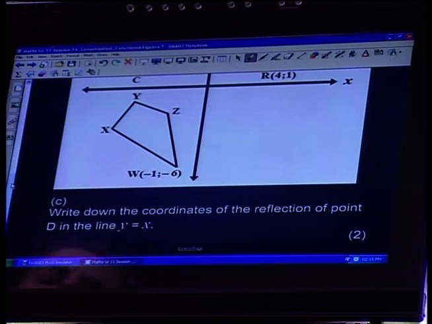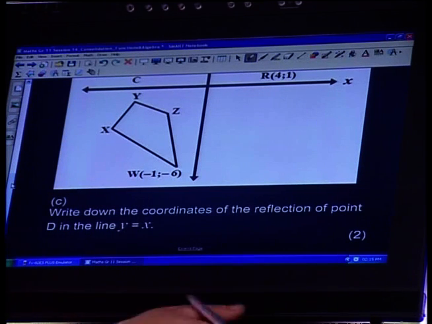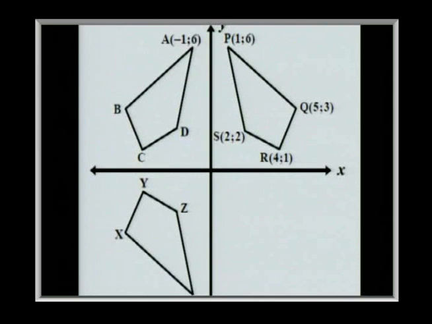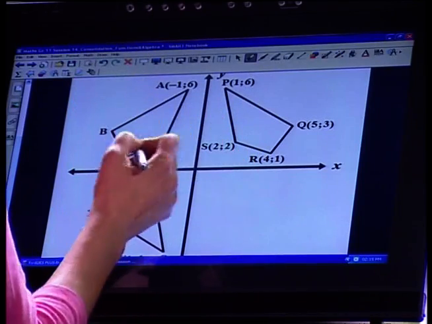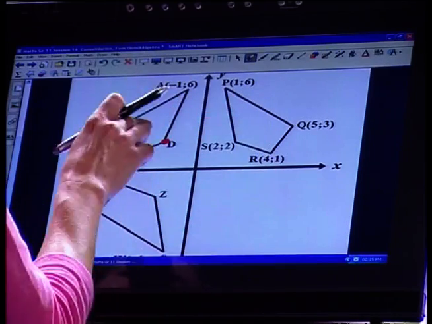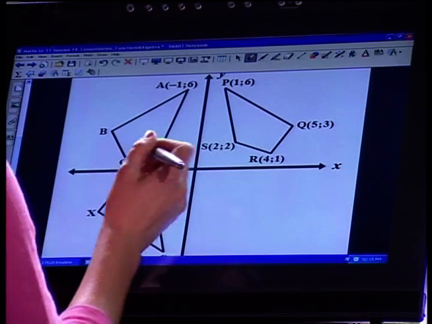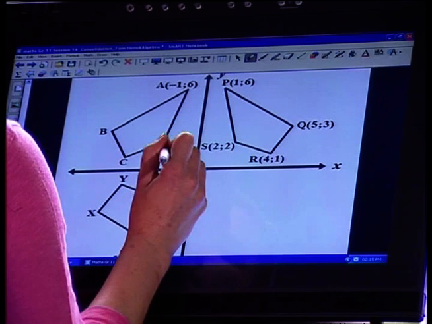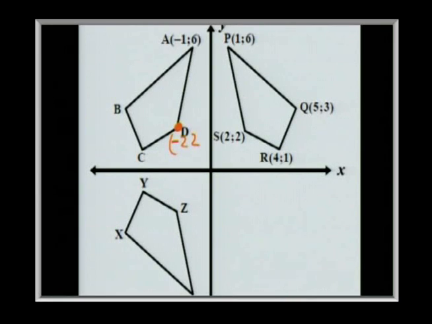Still with our quadrilaterals, now onto the third question. Write down the coordinates of the reflection of point D in the line y is equal to x. So let's find point D. Now that's interesting because at this point we don't know what point D is. But what we do know is that the quadrilateral ABCD is obtained by reflecting PQRS in the y-axis. So it should be pretty obvious that D is x equals -2 and y equals 2.